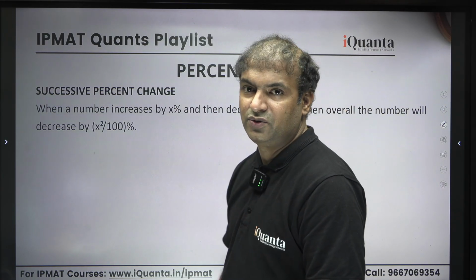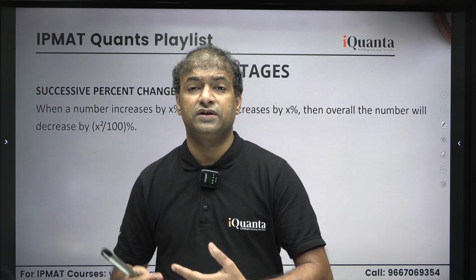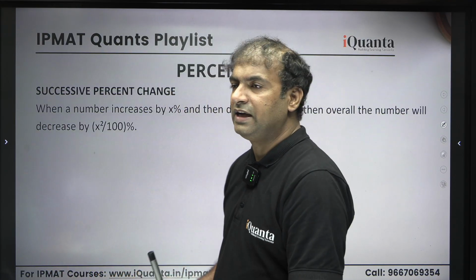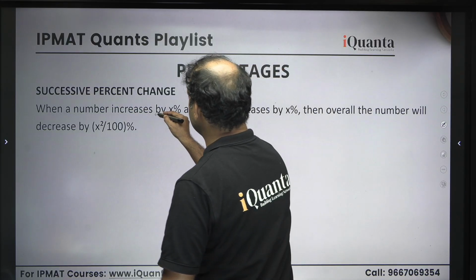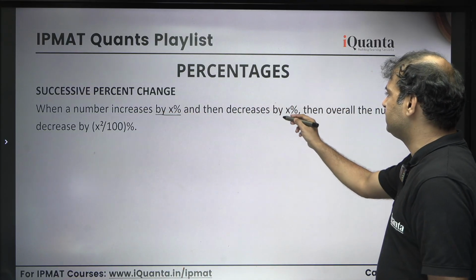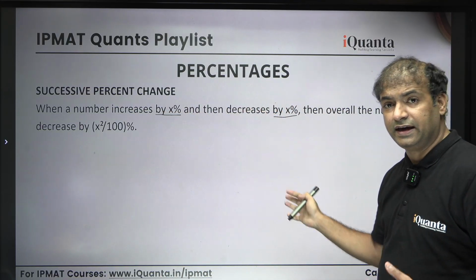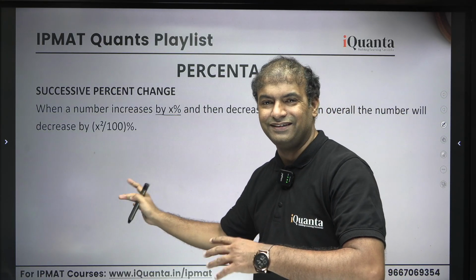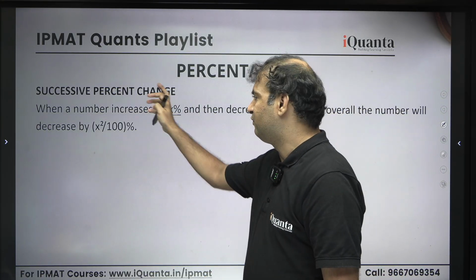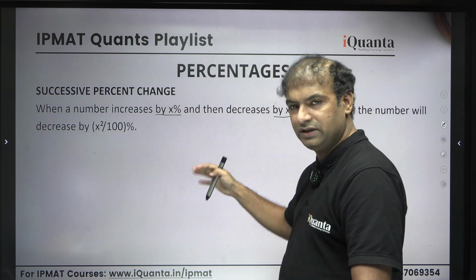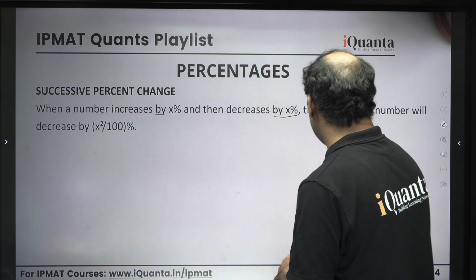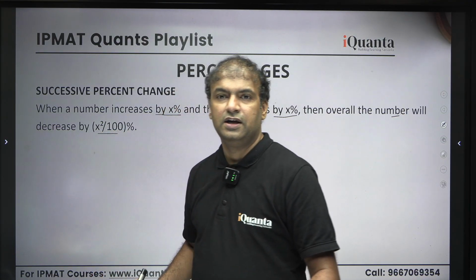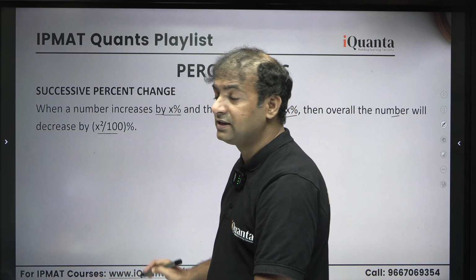What is that? That is also a successive percentage series with, you can say, 2 changes only. So what is happening? First it increases by X percent and then decreases by the same percentage X. But first increasing and then decreasing, or you can change the order as well, as I just told you before. First you can say decreasing and then increasing. That also is the same. So overall the number will always decrease by X squared by 100%. Let me explain this with the help of an example.